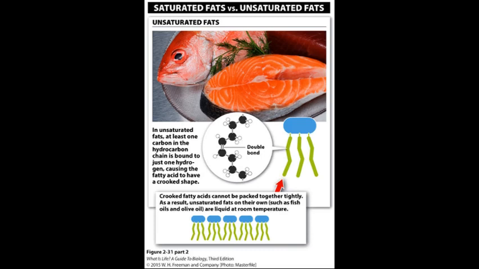A monounsaturated fatty acid hydrocarbon chain, that's a mouthful. Let me say that again. A monounsaturated fatty acid hydrocarbon chain has only 1 pair of neighboring carbon atoms in an unsaturated state, which means it has only 1 double bond. But a polyunsaturated fatty acid hydrocarbon chain actually has more than 1 pair of carbons in an unsaturated state. So that means there's more than 1 double bond.